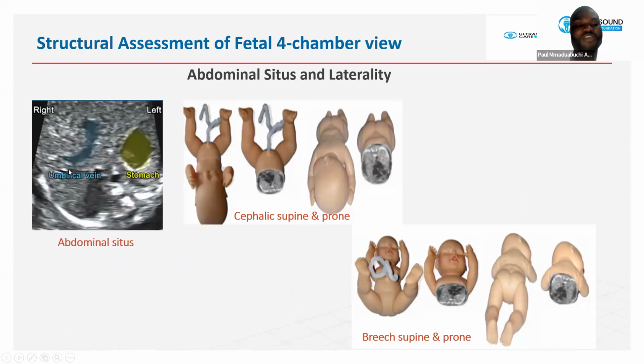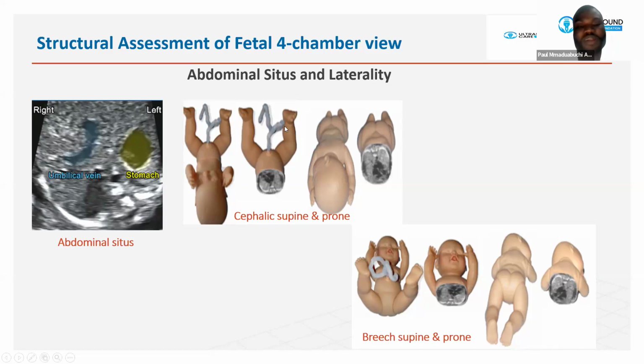And you'll be able to see your umbilical vein. And here also you can be able to rule out persistent right umbilical vein. When the umbilical vein, this is the left, when the umbilical vein is crossing towards the stomach, you know that you'll be diagnosing PRUV.